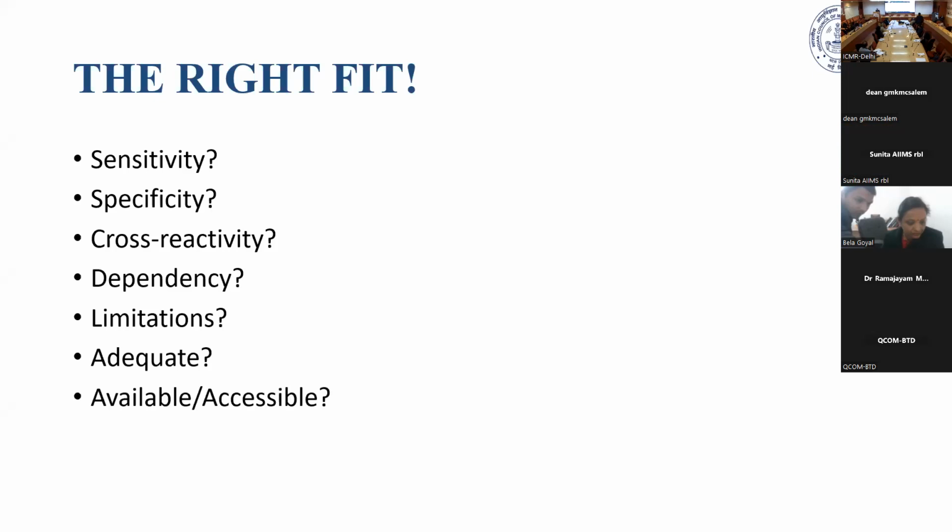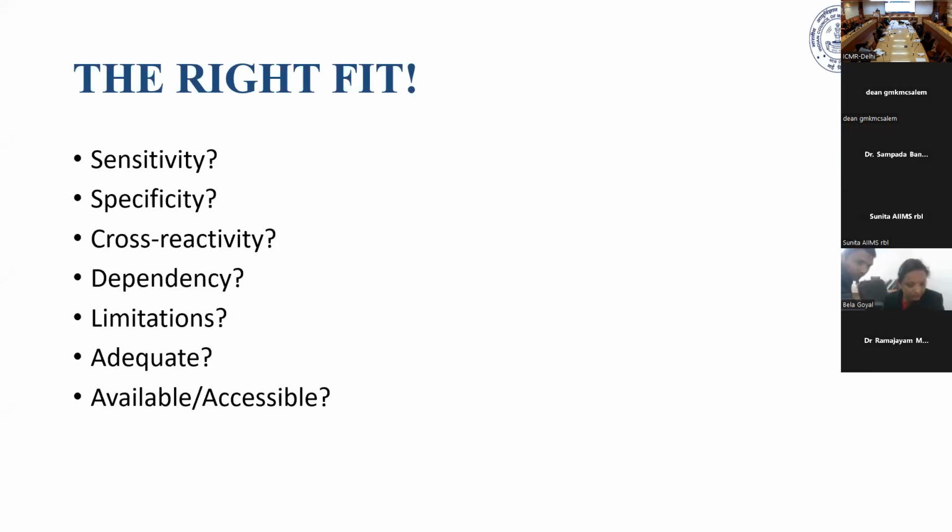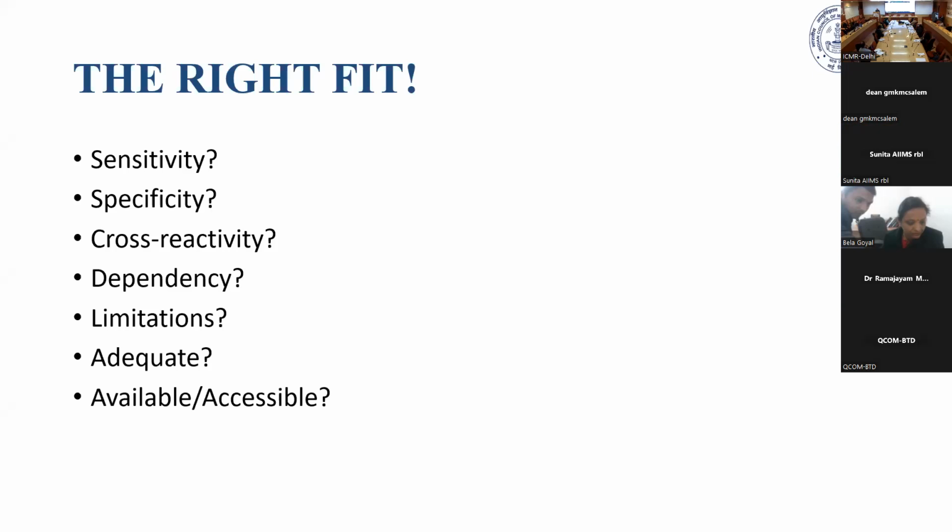Last, when you're choosing a technique, one important question that comes to mind is whether the technique will be available to you, whether it is accessible to you or not. Depending on your sample size, will it be justified to create the infrastructure for the technique in your institute, or will it be more cost effective to outsource? And if you are thinking of outsourcing, are the facilities available to you to outsource or not?